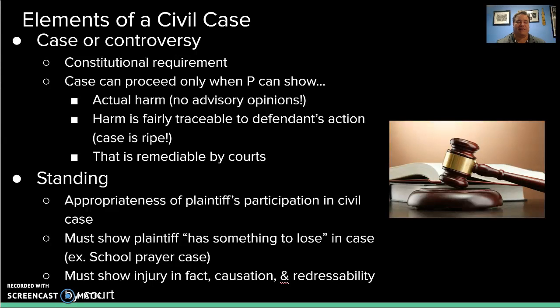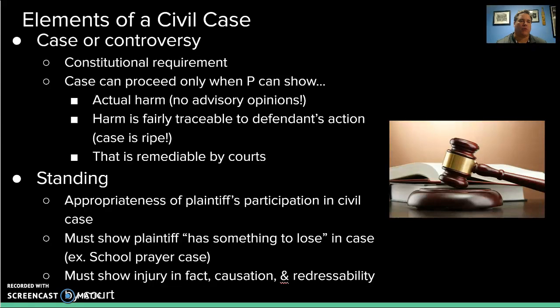For example, a person can't file a lawsuit and say, hey, we want to know what would happen if we had done this, and then get an advisory opinion from the courts. The courts are not allowed to give advice to say, well, if that happens, then this is how we'd rule. That's not allowed. There has to be an actual case before the courts.